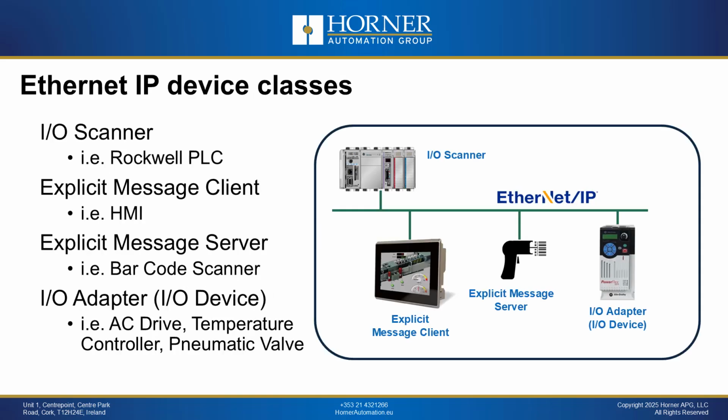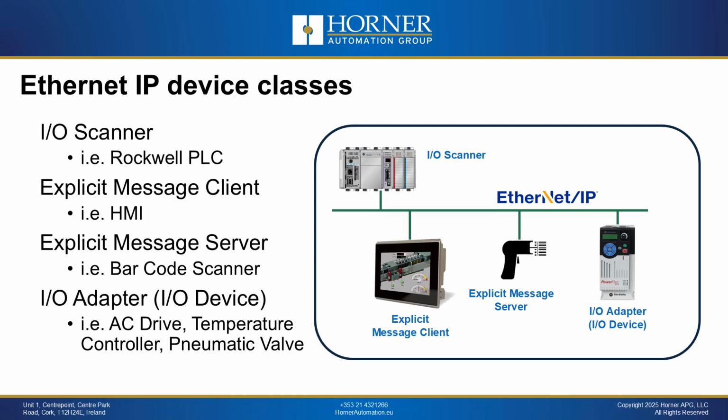Now one of the areas that we need to up the information on is Ethernet IP device classes, because we have customers calling looking for Ethernet IP support, but they are not exactly sure of what they need. So let's talk about the 4 different device classes. The first device class we are going to talk about is I/O scanner. The purpose of the I/O scanner is to control the network, and you have to have an I/O scanner on every network. And our example here is a Rockwell PLC.